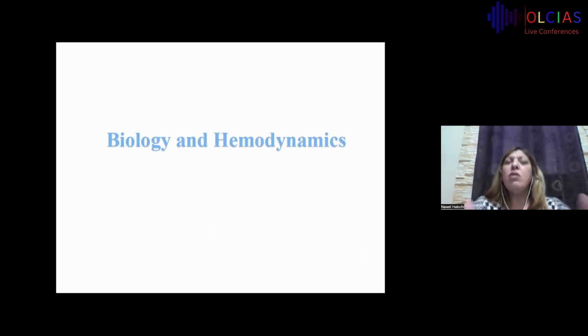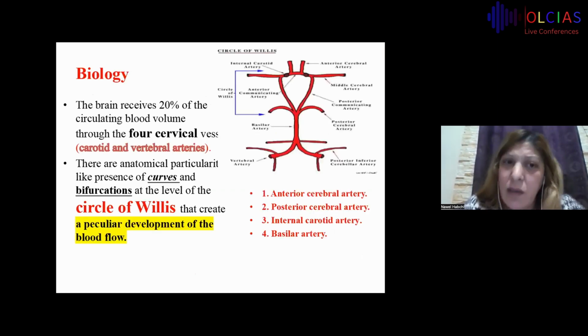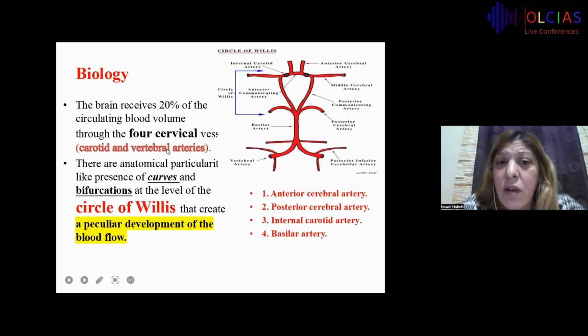Now we pass to the biological and hemodynamic aspects of aneurysm. As you know, the brain receives 20% of circulating blood volume through 4 cervical vessels. We have the carotid and vertebral arteries. These are the 4 cervical vessels that give the blood volume to the brain. And in our brain, we have one circle named the circle of Willis. The circle of Willis is composed of the anterior cerebral arteries, the posterior cerebral arteries, the posterior communicating arteries, and the basilar arteries. This is the composition of this circle of Willis.